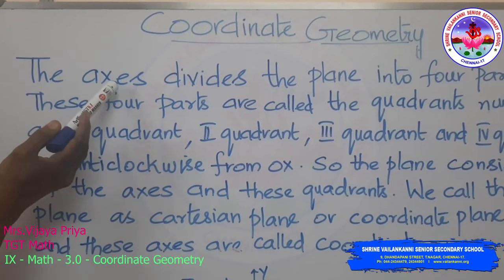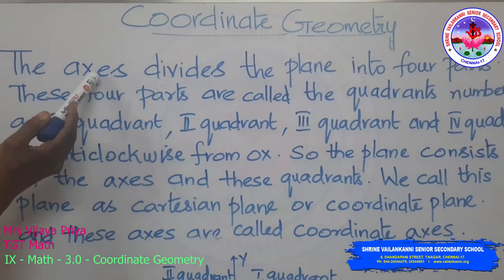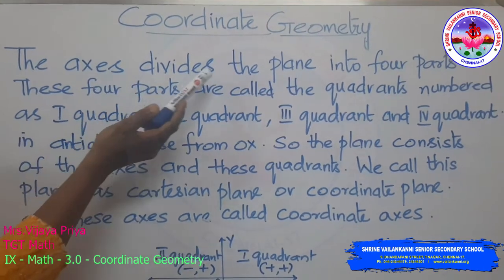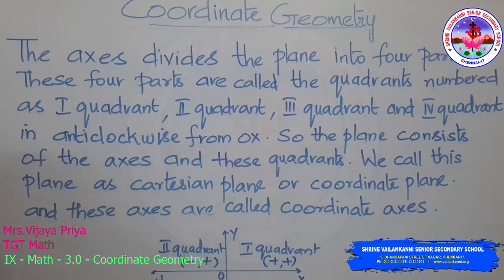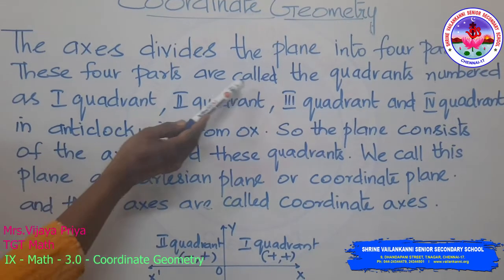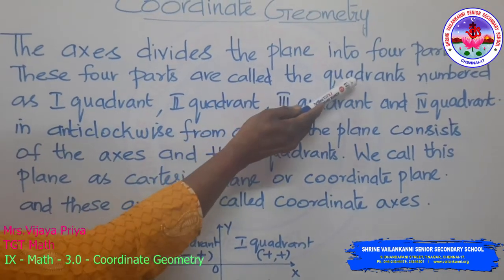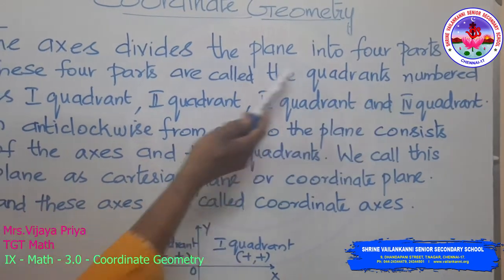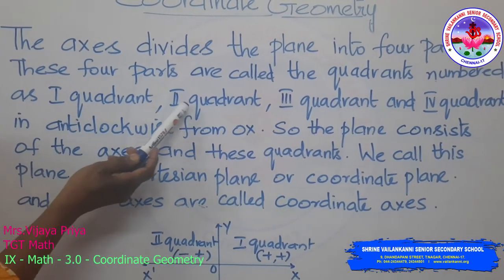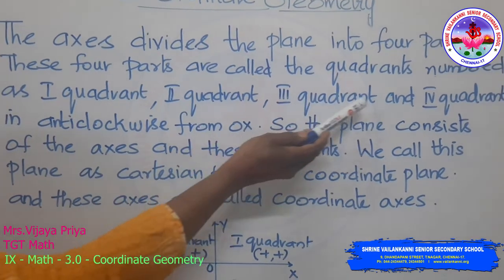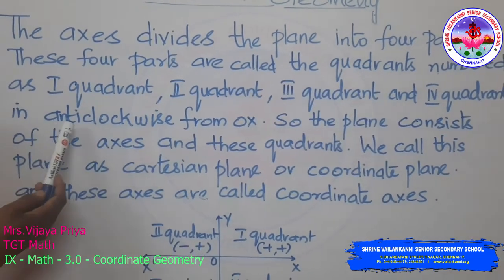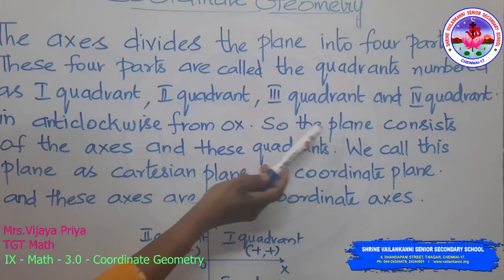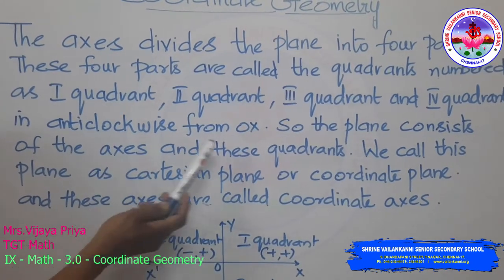The axes, which is a plural form of axis. Both the x-axis and the y-axis together divide the plane into 4 parts. These 4 parts are called the quadrants. Quadrants means 1/4 part of it. These quadrants are numbered as first quadrant, second quadrant, third quadrant and fourth quadrant, which is in the anti-clockwise form from OX. So the plane consists of the axes and these quadrants.